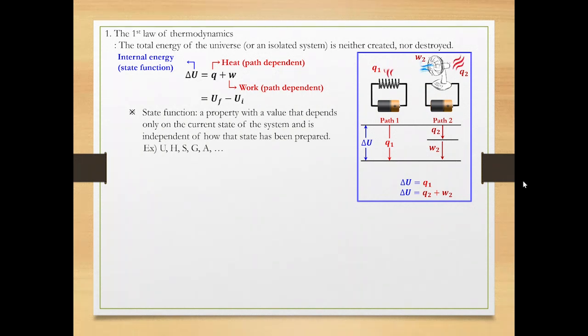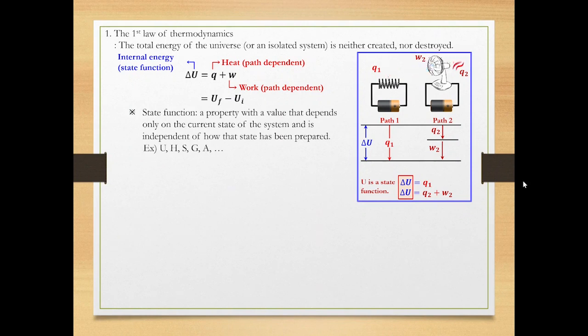As you can see, delta U is the same no matter what path the system may choose. That is the reason why delta U is a state function. However, the quantity of thermal energy is different depending on path. The mechanical work in path 1 is 0, but the work in path 2 is non-zero.